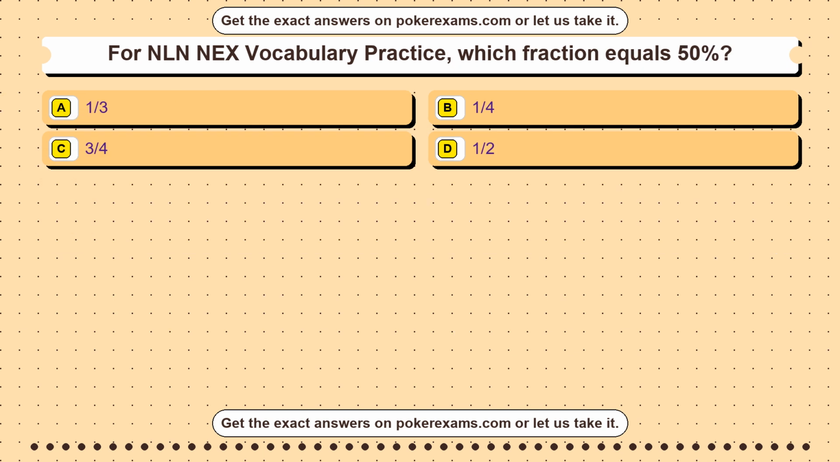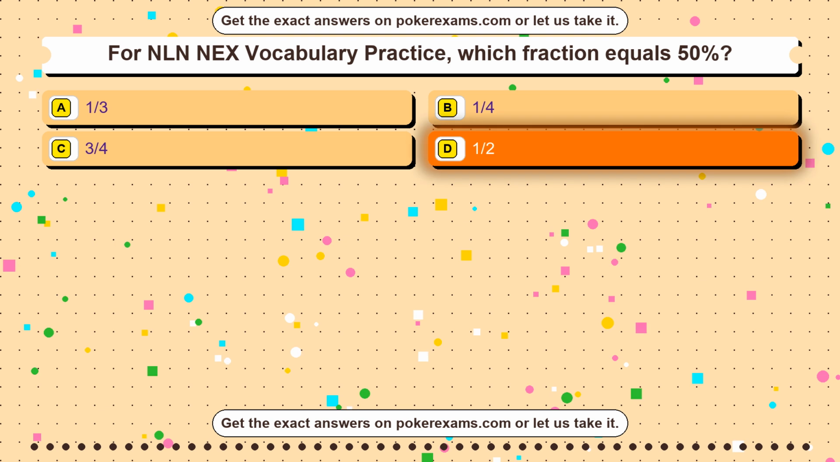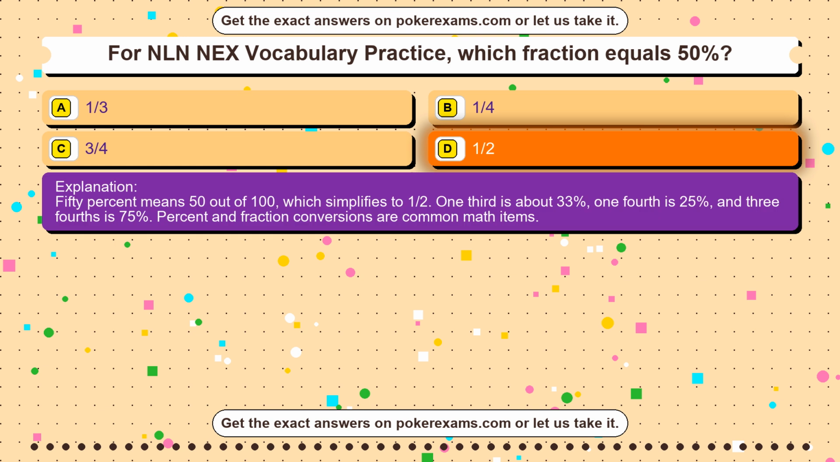Question 22. For GED test prep, which earth layer is liquid and surrounds the inner core? Option A crust. Option B mantle only. Option C lithosphere. Option D outer core. The correct answer is option D. The outer core is liquid and surrounds the solid inner core. The crust is the thin outer layer, the mantle is mostly solid or plastic like rock, and the lithosphere includes crust and upper mantle. The word liquid is the clue.